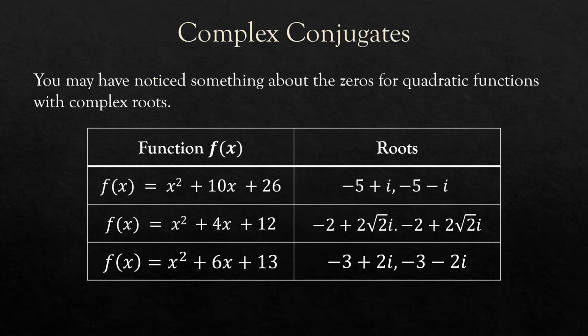Now, you might have noticed something very peculiar about the results for the zeros of quadratic equations with complex roots. I've summarized them in this table below. In summary, when we have complex roots for a quadratic equation, it turns out that the real part will always be the same, and the imaginary parts are always opposites of each other. So for example, if one root is negative 5 plus i, the other root will be negative 5 minus i. And if one of the roots is negative 3 plus 2i, the other root will be negative 3 minus 2i.